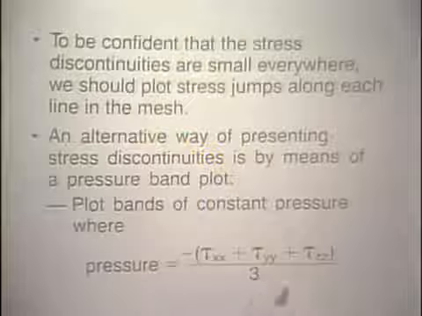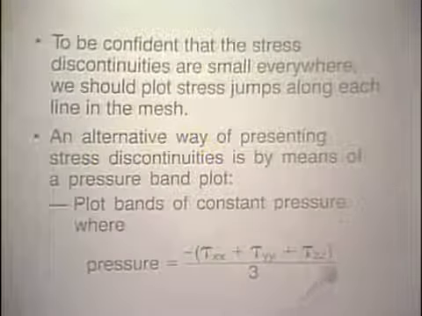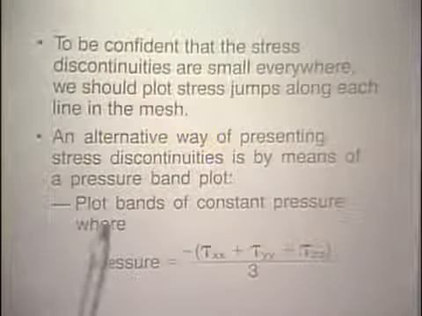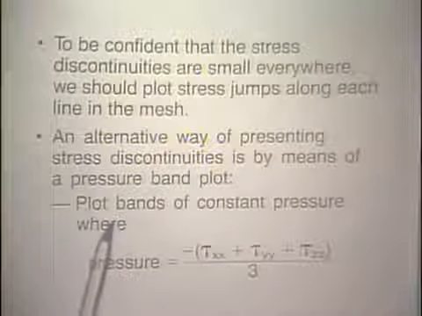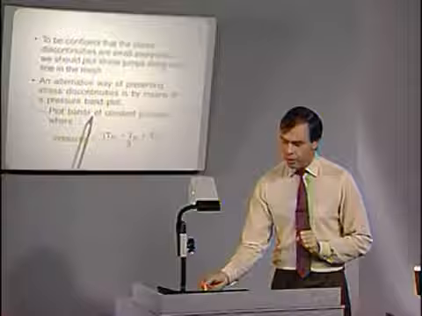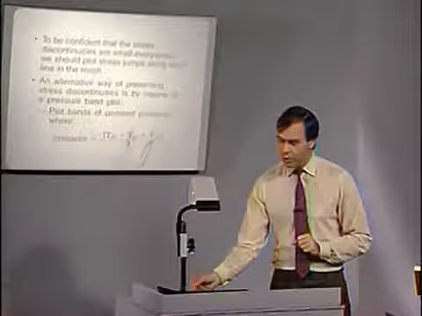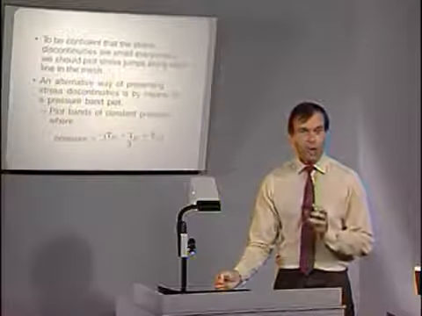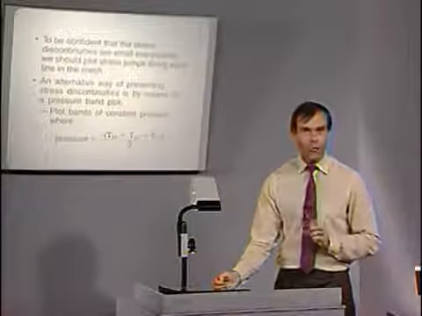An alternative way is to plot pressure bands. The pressure here, a scalar, is computed as shown here, and we can plot bands of constant pressure the way we already have discussed in an earlier lecture. Notice, because this is a scalar, it can be used very nicely to plot these bands of constant pressures. Of course, we could also have used, say, an effective stress, which is also a scalar, and we could plot bands of constant effective stresses.